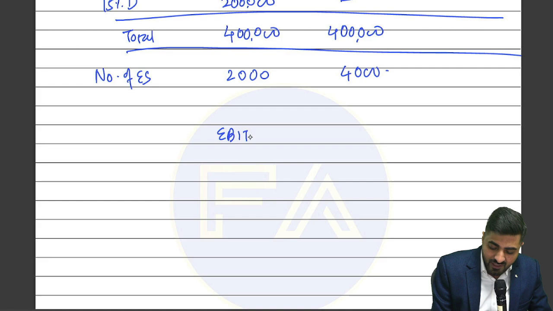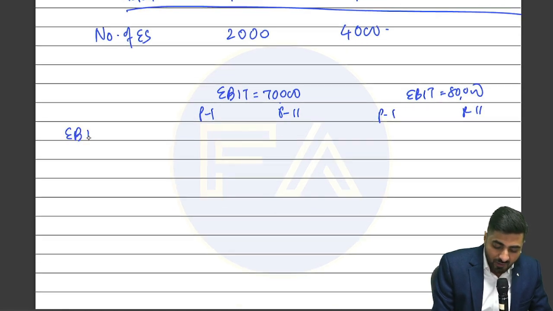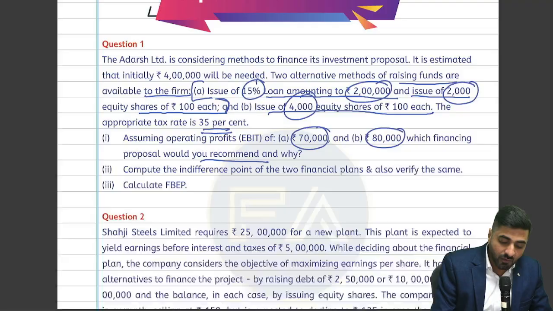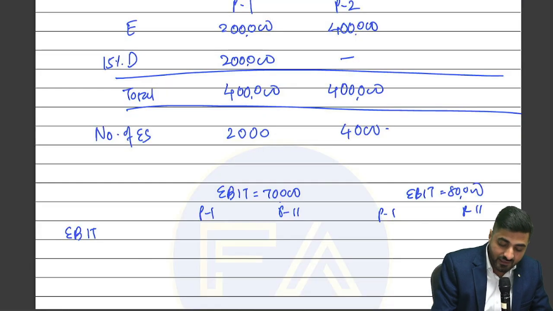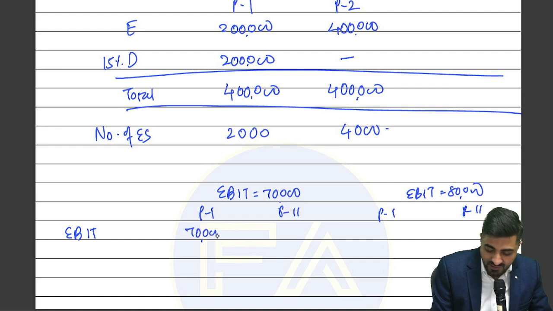Now please tell me, how will we see this? If I take an EBIT of 70,000, there are two plans, and if I take an EBIT of 80,000, there are two plans. What is the amount of EBIT, guys? The amount of EBIT is 70. Write down here, or I will write down 80.